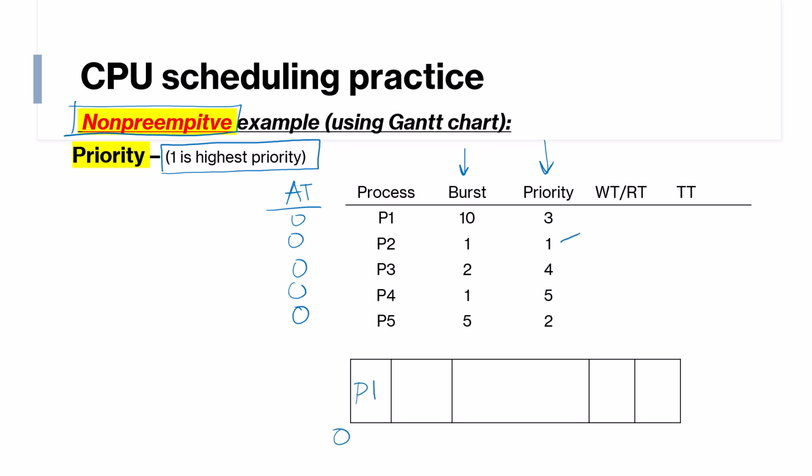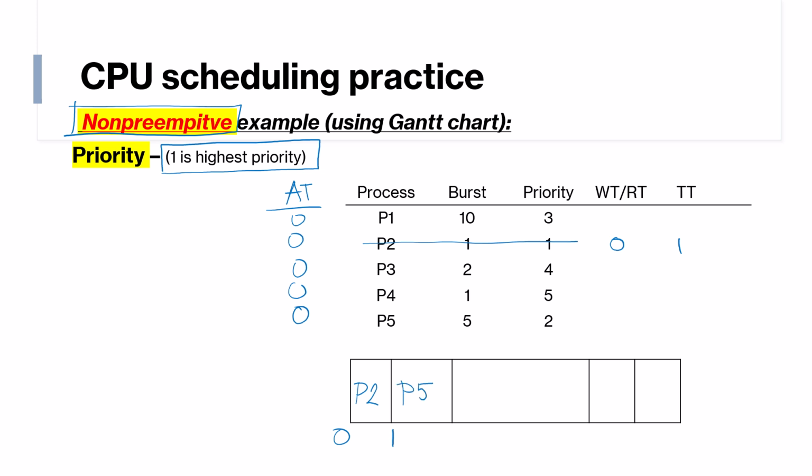P2 will have the CPU for 1 time unit, and then P2 is done. We could even say P2 waited 0 time units. Response time and the wait time are the same because there's no preemption, and the turnaround time is 1. Now at time 1, P2 is done. So now in our system we have P1, P3, P4, and P5, and the next priority would be P5.